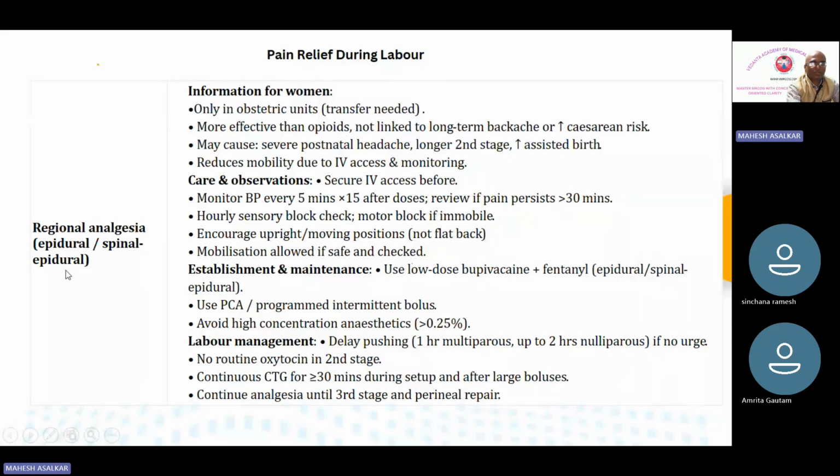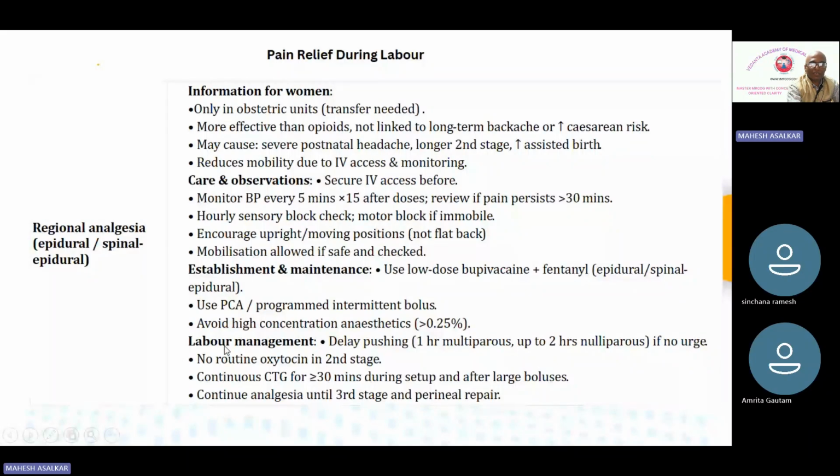So these are the things which we should know. And for establishment and maintenance, use low dose bupivacaine plus fentanyl. Then use patient controlled analgesia, program intermittent boluses, and avoid high concentration anesthetics more than 0.25%. So always use less than 0.25% bupivacaine plus fentanyl.